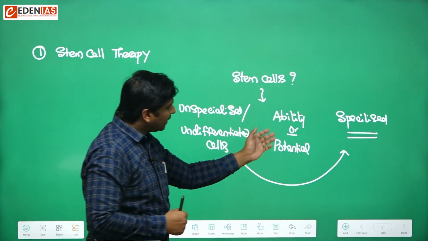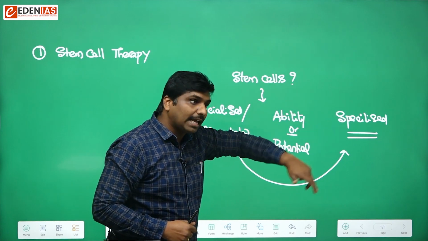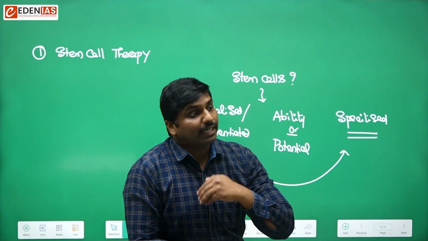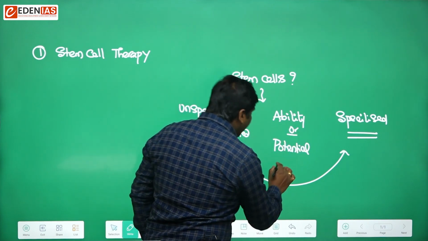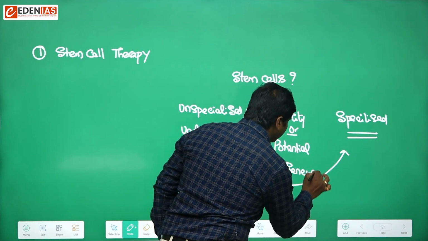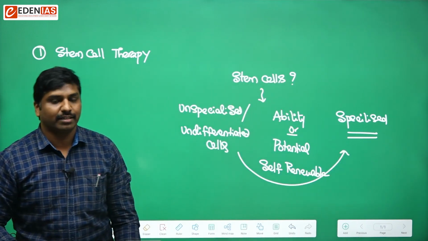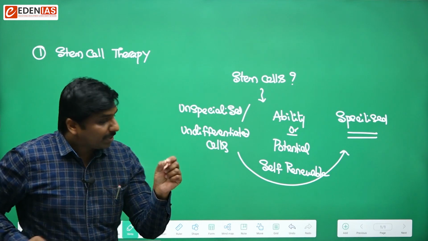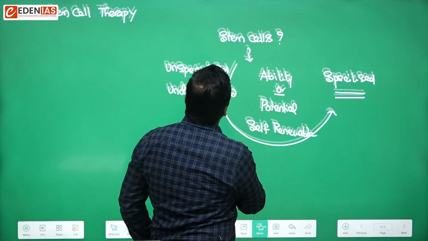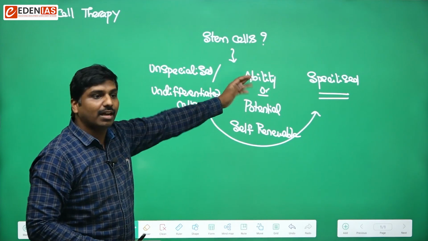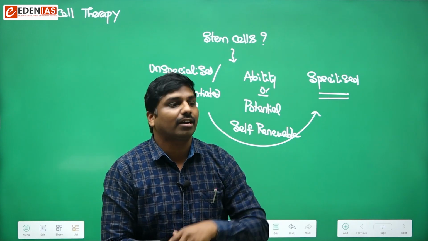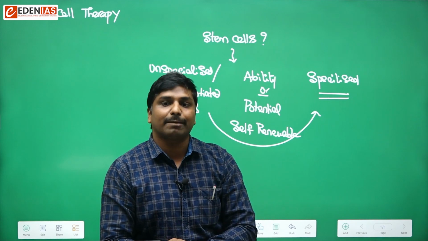So we are saying that they can become specialized. That means they will have the ability to renew themselves into new forms. Are you getting that? What kind of ability? The ability of self-renewal. That means a cell can be developed into a specific cell. So here we are talking about the ability or the potential. Based on the ability of the cell to develop into other types of cells, we have different types of stem cells.